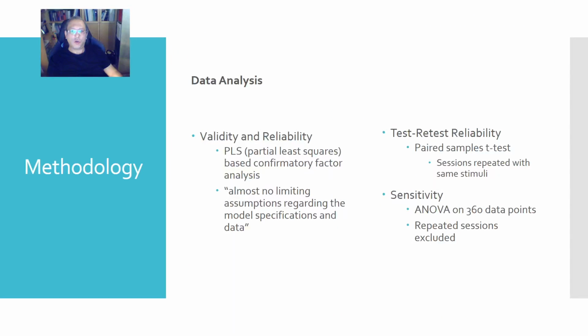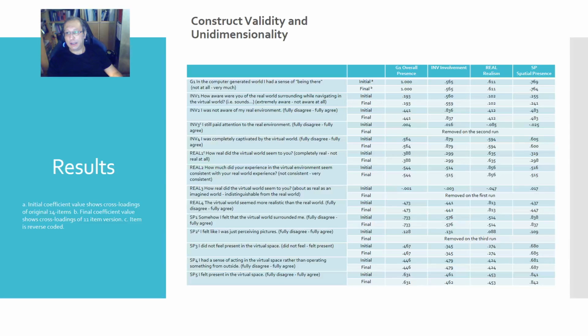And we also checked the sensitivity of IPQ, its capability of detecting differences, providing significantly different scores for different games, different virtual environments. That is what we checked for. Sensitivity is the sensitivity of a measurement tool to different test conditions. What we checked for was not gender or cultural differences, etc. We checked for the different stimulus, and we excluded the repeated sessions. We checked it on 360 data points.